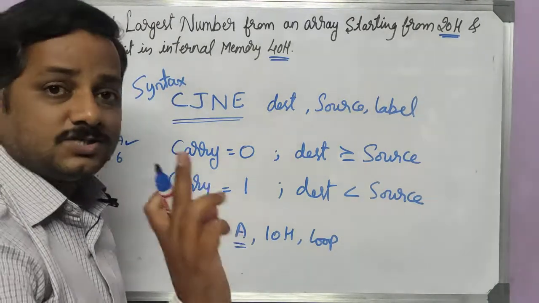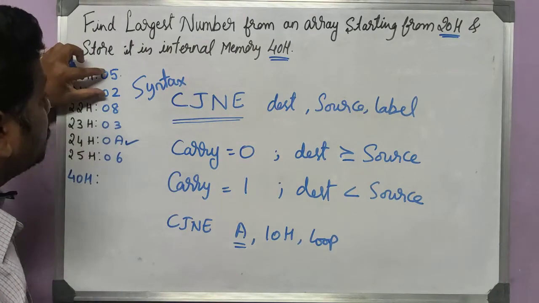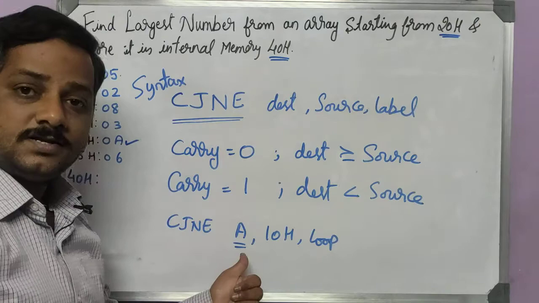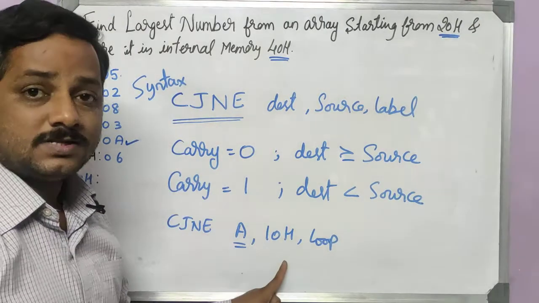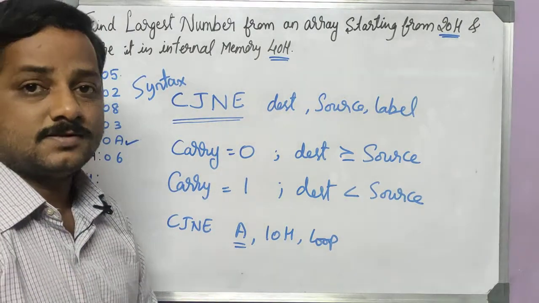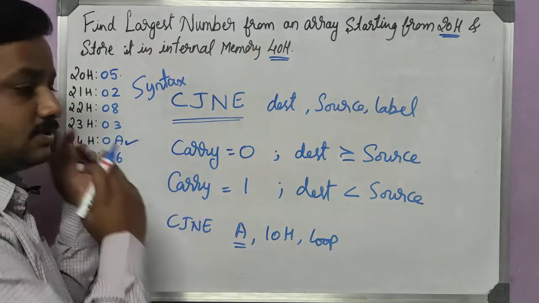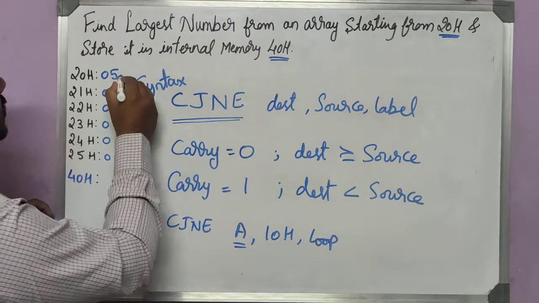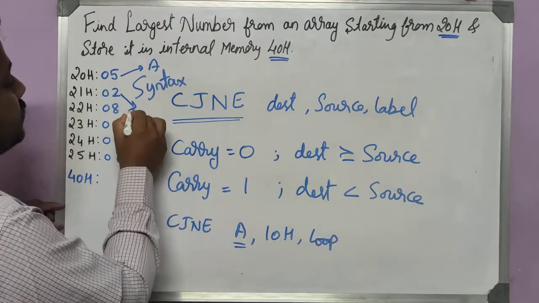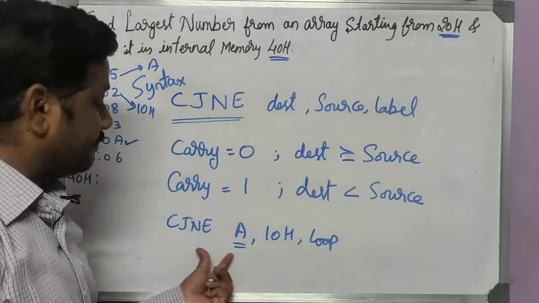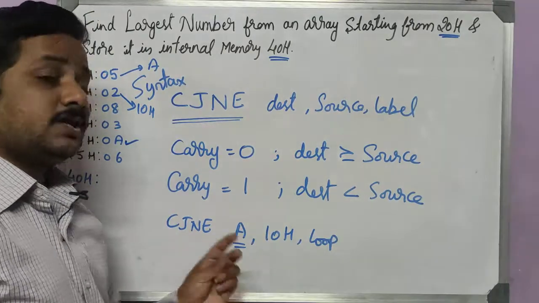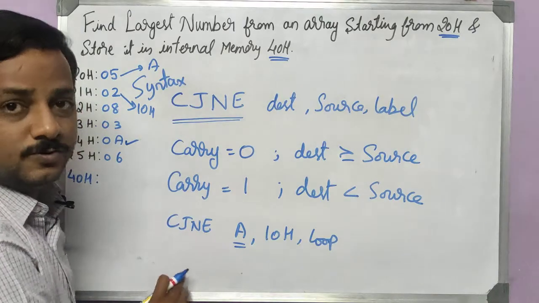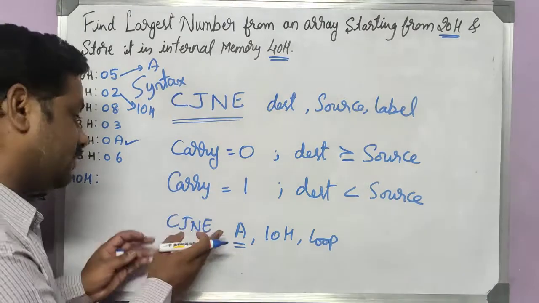So one data has to be there. Whatever the data I have here, if you want to compare these two data, one data has to be in the accumulator, and the other data should be stored in some register or some address. Rather than this, I'll take another fixed address, 10H. So I will take this into accumulator and this into 10H, and then compare. If these two are not equal, then it will jump to this particular loop. If these two are equal, then it will come to the next line.